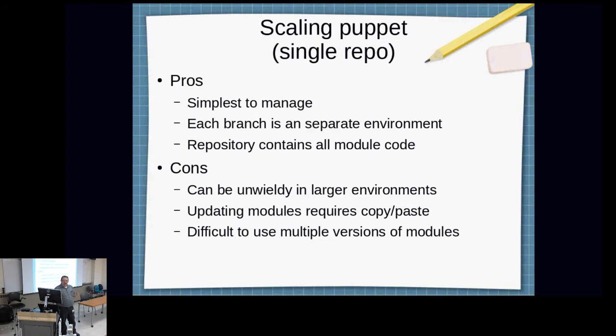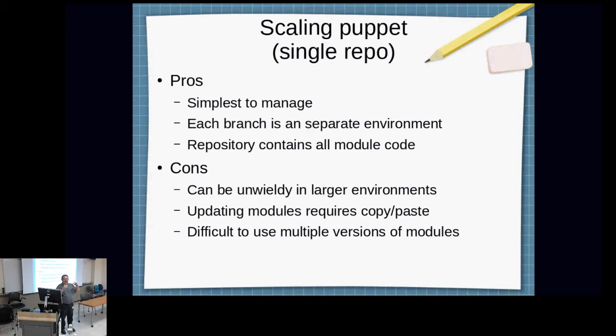So the single repo is the simplest to manage because you just have one Git repo that's your Puppet. Each branch would be a separate environment on your Puppet server. The repository contains all of that module code. So when you do a Git pull of a repo, you've got the whole Puppet, modules, manifest, data, everything. It can be unwieldy in larger environments. If you want to update modules that have an upstream, you kind of have to pull them in, copy them over, because Puppet won't do recursive Git pulls.